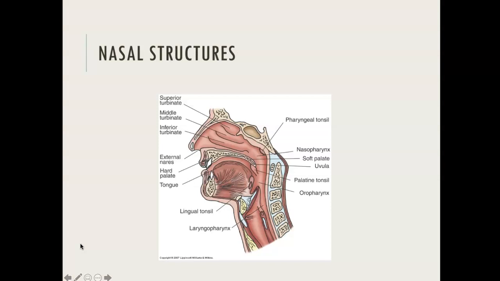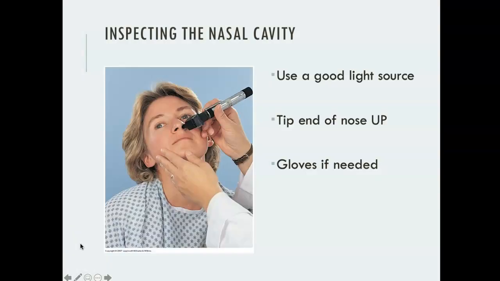Just review the nasal structures. And then you can inspect the nasal cavity. You don't need an otoscope to look up the nasal cavity. You can just use a pen light, and we generally just have them kind of pull their nose up a little bit. Just use a good light source. I did demonstrate this in my video. Just kind of have them pull the tip of their nose up so you can look up adequately, and use gloves if needed, especially if there's a lot of drainage.